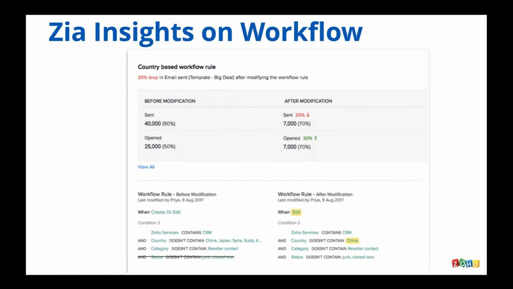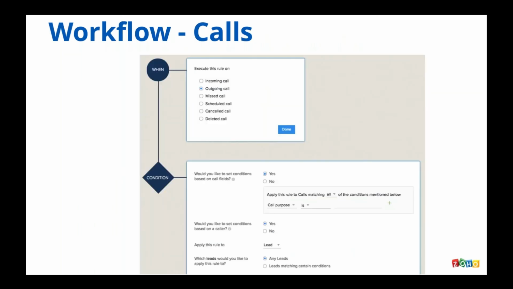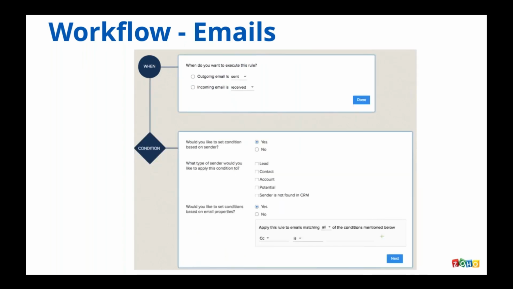Zia Insights on workflow will tell you if any modification happens, whether it is a drop or increase in the number of records being touched. On the call module, if any incoming call comes, what should be triggered, any missed call, scheduled calls. These are all the types of execution we are offering. Again, on the email part, if an outgoing mail is sent, what needs to be done? If an incoming mail is received, what needs to be done?